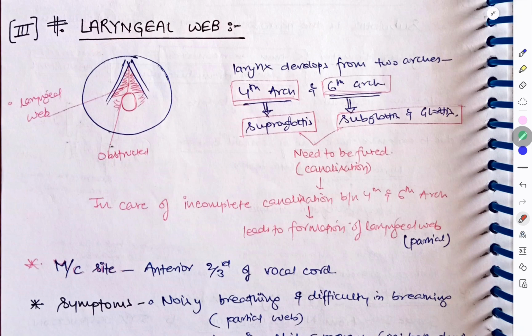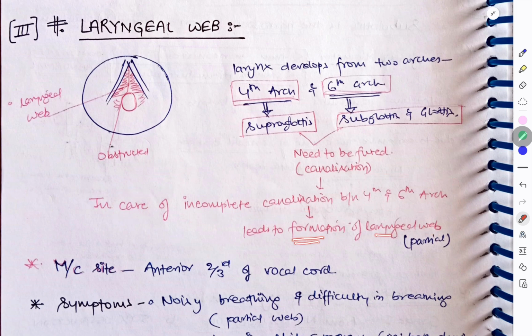Okay, so the larynx develops from two arches, the fourth arch and the sixth arch. The fourth arch will contribute to the supraglottis, whereas the sixth arch forms the subglottis and glottis. Normally they have to fuse in a very synchronized way, and this fusion is called canalization. In case of incomplete canalization between the fourth and sixth arch, the fusion is not appropriate.